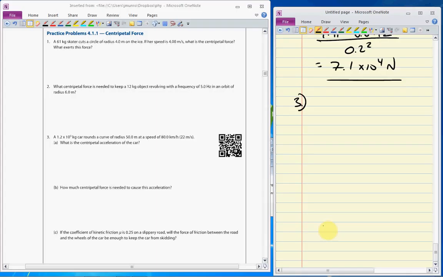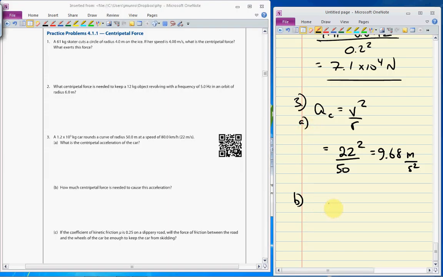In question 3, it's a question of acceleration, so we don't need the mass. We just have v squared over r. We have 22 meters per second squared at a radius of 50 gives you 9.68 meters per second squared. That's almost 1 g.